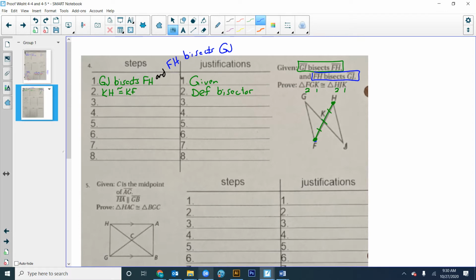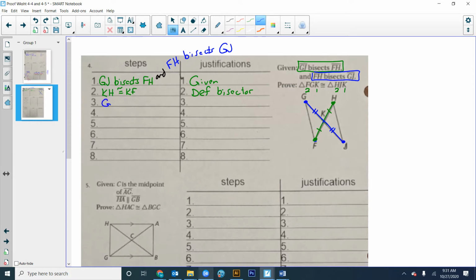FH bisects GJ. FH segment bisects GJ segment. What's the knife now? FH. And what's it cutting in half? GJ. So here's GJ, minding its own business. Lo and behold, FH comes along and cuts it in half. How rude. Do you guys agree? That's the result.